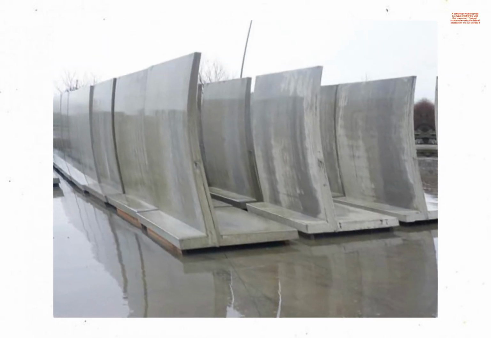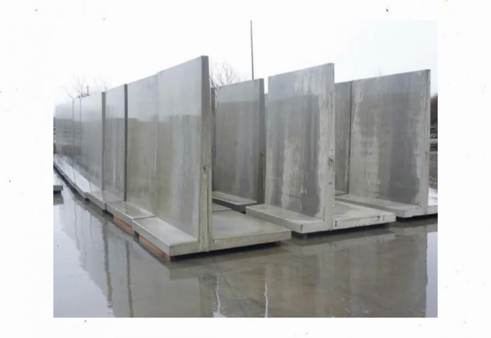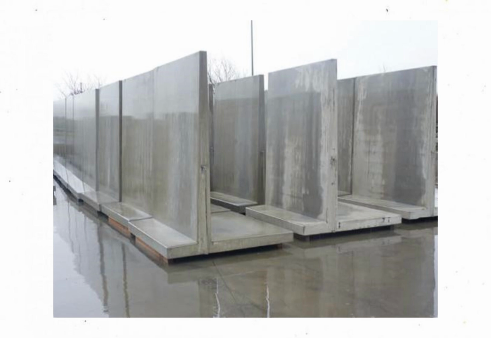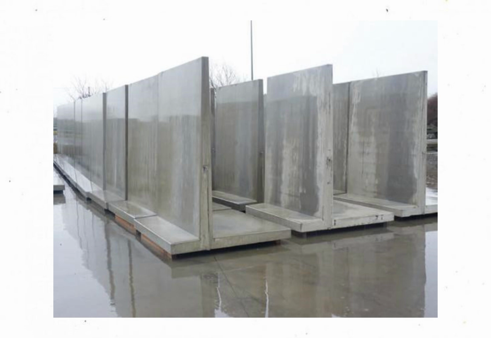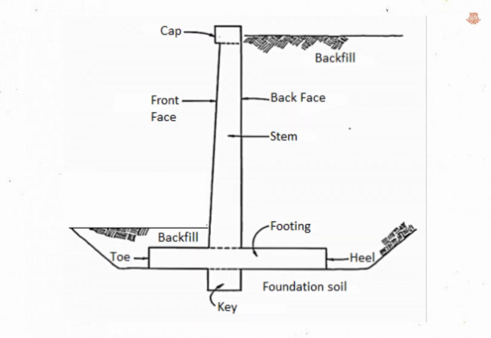A cantilever retaining wall is a type of retaining wall that uses a cantilevered structure to resist the lateral pressure of the soil behind it. The wall is typically constructed of reinforced concrete. The cantilever retaining wall consists of the following parts: the base slab that has a toe, a heel, and key, and the stem that is the vertical wall.